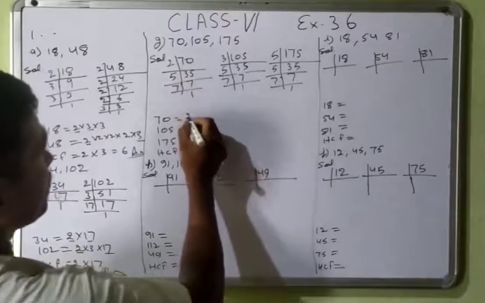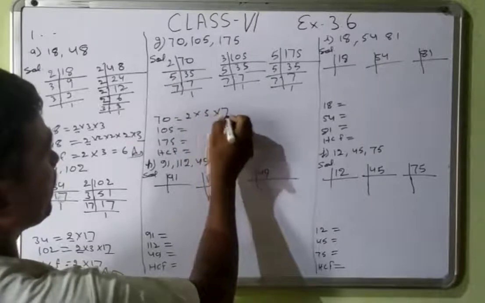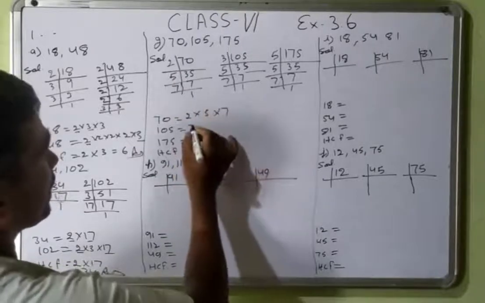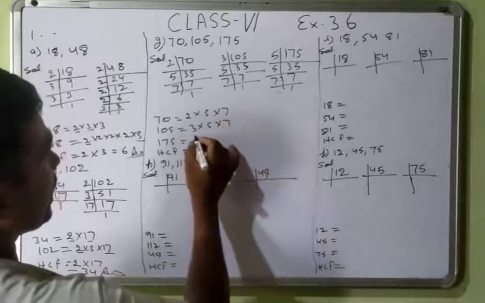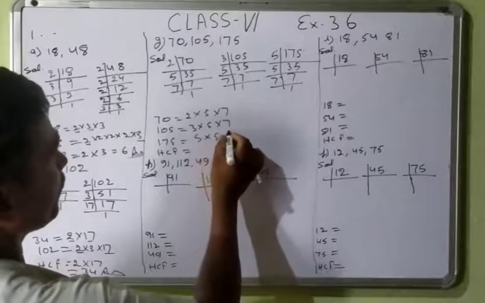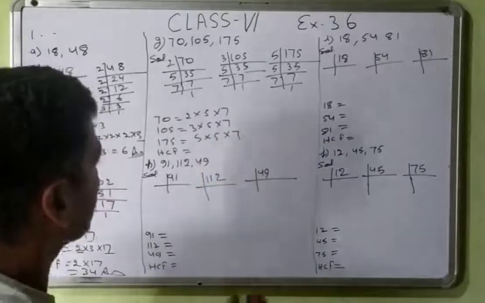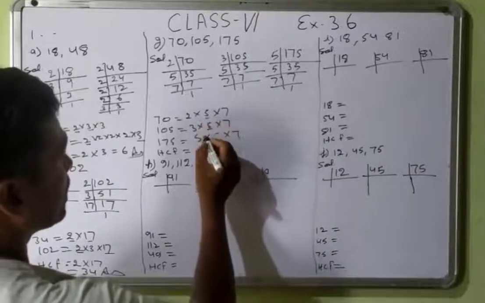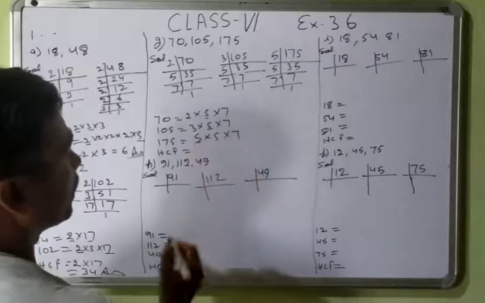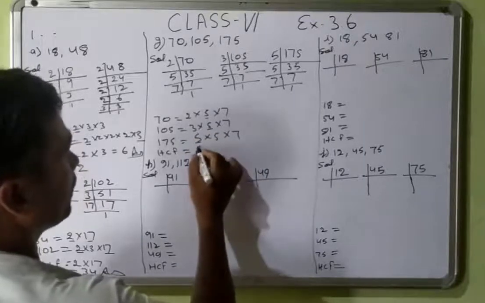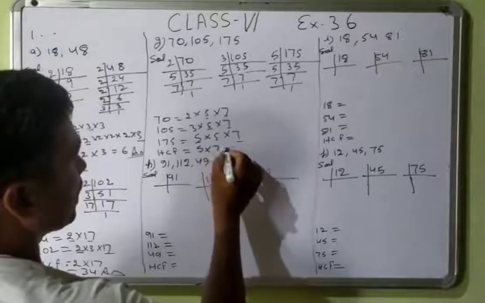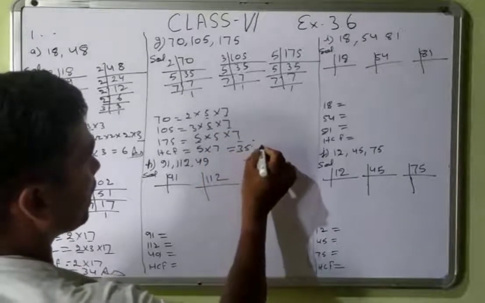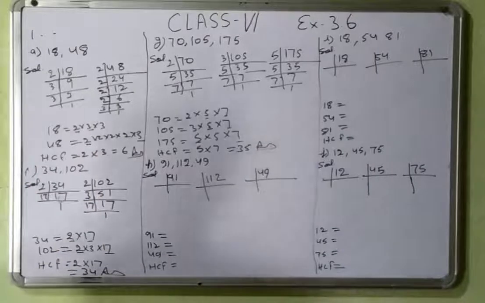The factors of 70 are 2 into 5 into 7. The factors of 105 are 3 into 5 into 7. The factors of 175 are 5 into 5 into 7. So see that 5 is everywhere. So that is 5, and 7 is also everywhere. That's 7. So 7 times 5 is 35, which is the answer.